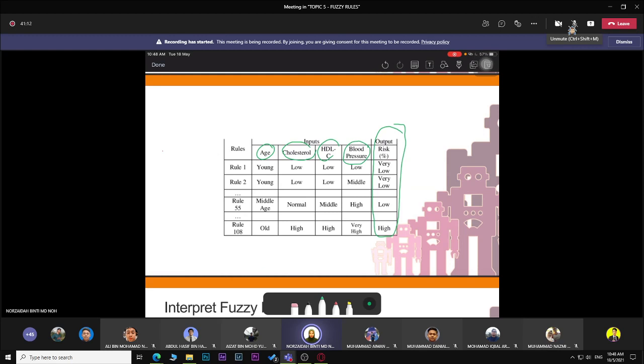So look here, for age there is young, middle age, old. Okay, for cholesterol there is low, normal, high. And then there is low, middle, high, very high for BP. And then for risk, there is very low, low, high risk. So it wants to identify something like this. So how it is constructed is the same as before.